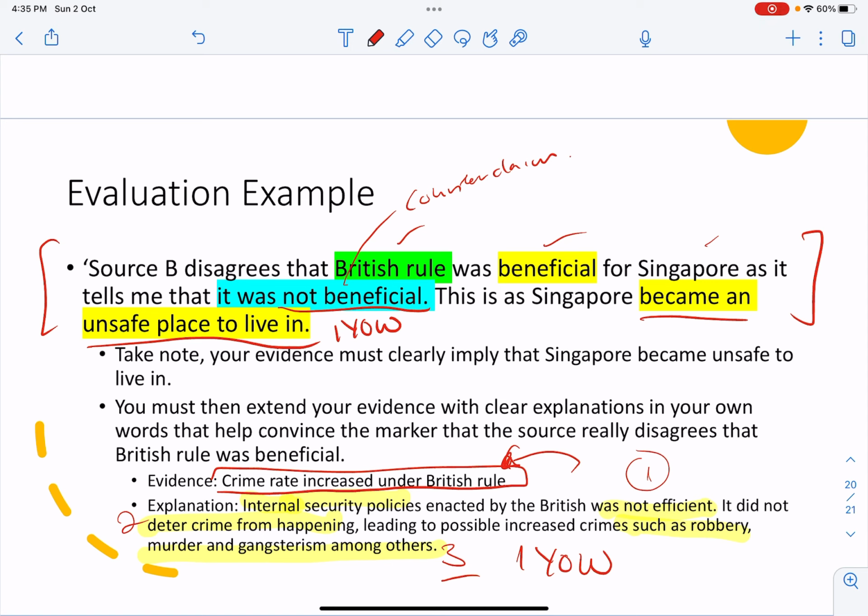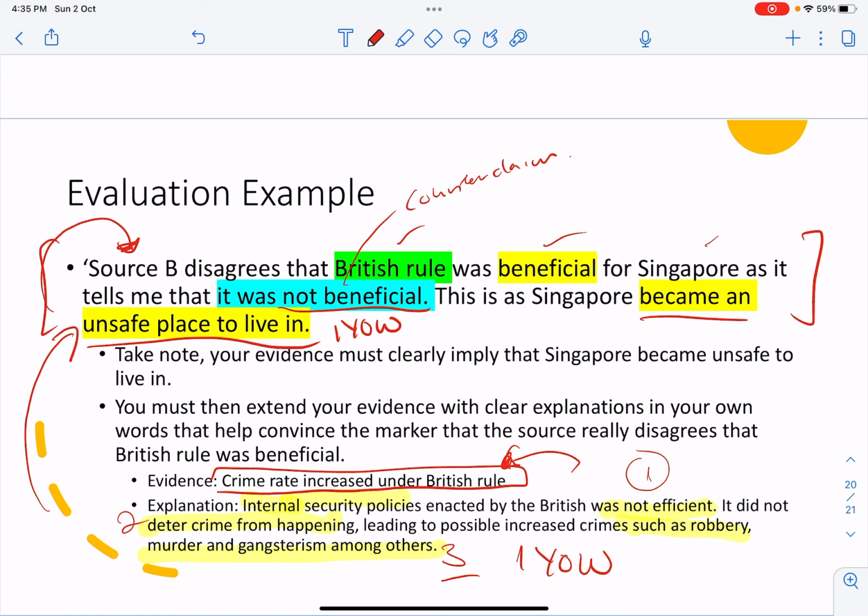Hence, all these 3 explanations clearly implies the reason that I give here, that Singapore is an unsafe place to live in. And therefore, because of this reason, I can claim, my claim is true, that source B would disagree that British rule is beneficial, as was not beneficial, as it tells me that it was an unsafe place to live in.